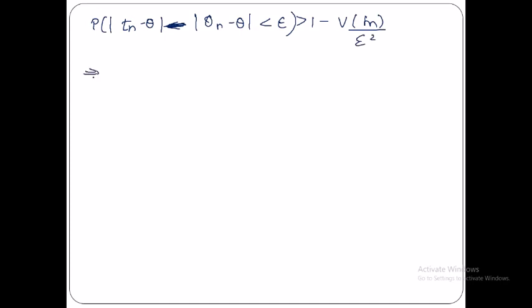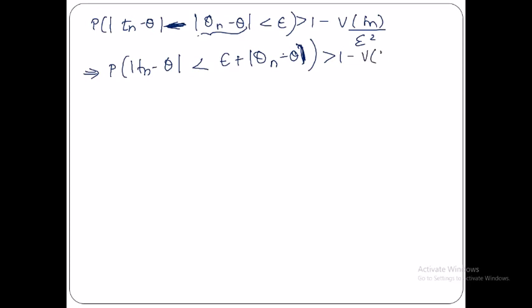Which implies probability of modulus Tn minus theta n less than, what I'm going to do is take this term to the right hand side, that is towards the epsilon. So what will I get? Epsilon plus, this negative sign will change into plus, the modulus theta n minus theta. This is a modulus sign. Greater than 1 minus variance of Tn divided by epsilon square.